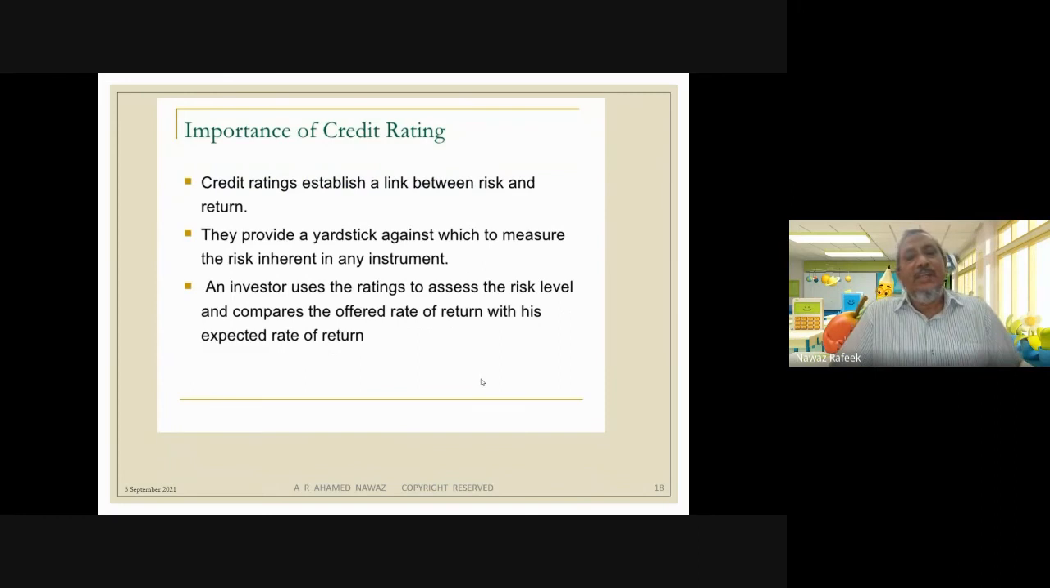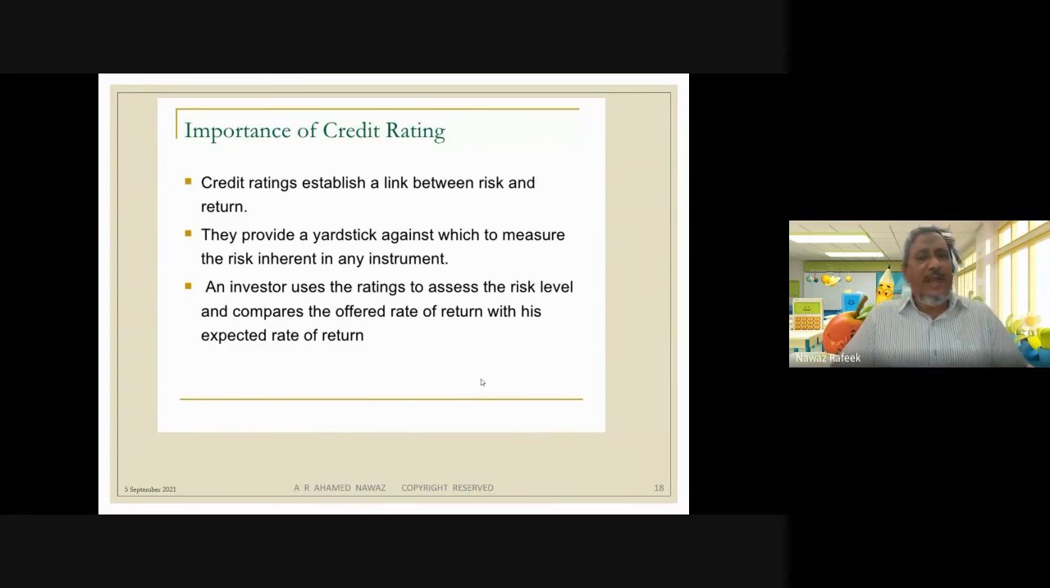Credit rating establishes a link between risk and return. The purpose of credit rating is to establish a link between risk and return. What is the risk? From where is the risk coming in? And how much is the risk? Normally, the higher the risk, the higher the return. The lower the risk, the lower the return. That's a principle in lending. So if the risk is high, the return also should be high, to compensate for the risk.